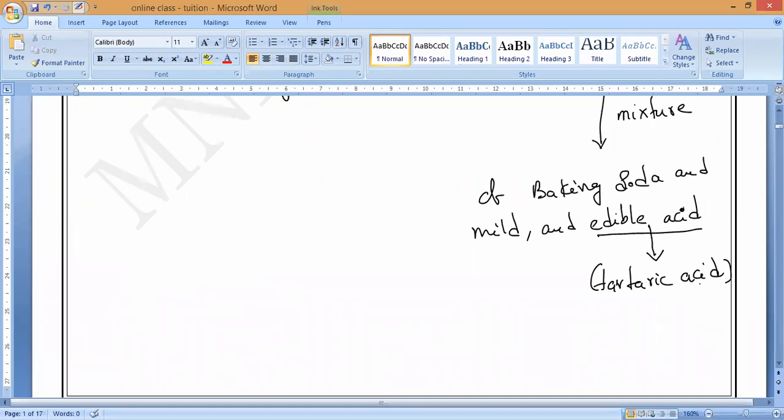So baking powder, two things. It is a mixture of what? Baking powder is a mixture of baking soda and an edible acid called tartaric acid. Tartaric acid. Please note it down, all of you.